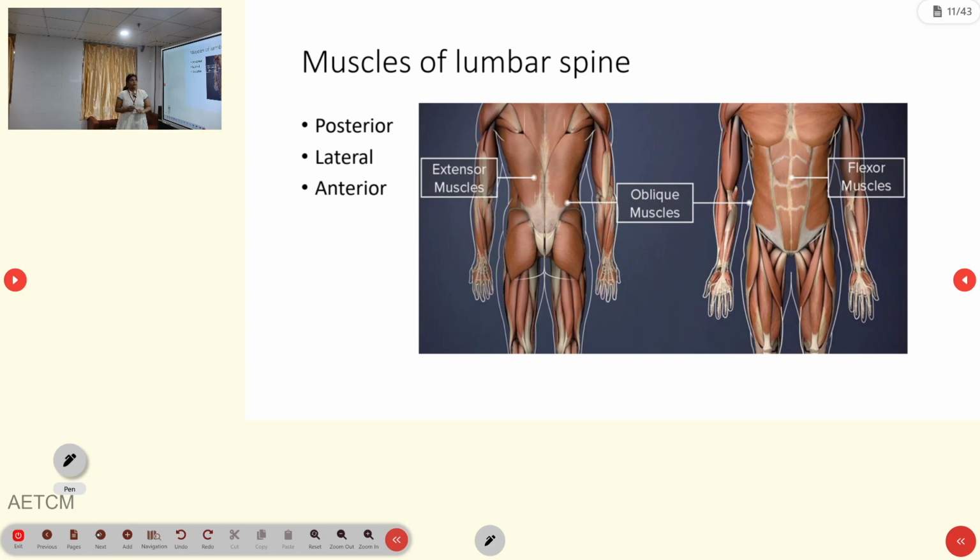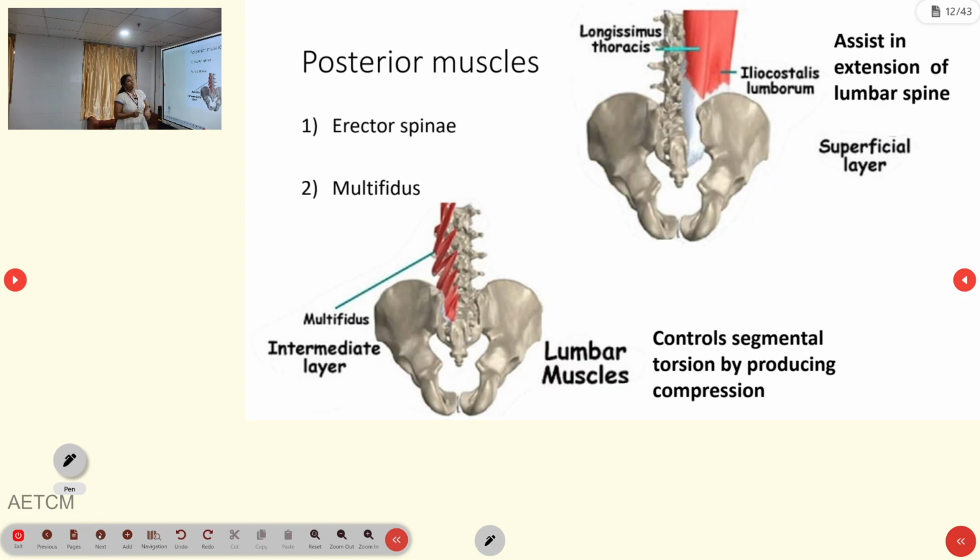Coming to the muscles of the lumbar spine, here we grossly divide them into the posterior group, the lateral group, and the anterior group. Now in the posterior set of muscles, the two main muscles involved in maintaining the stability of the lumbar spine are the erector spinae and the multifidus.